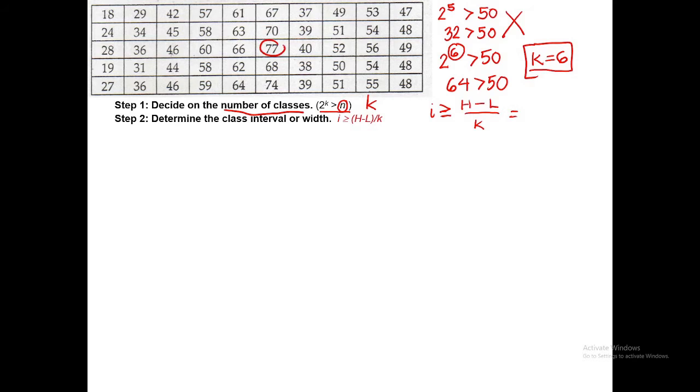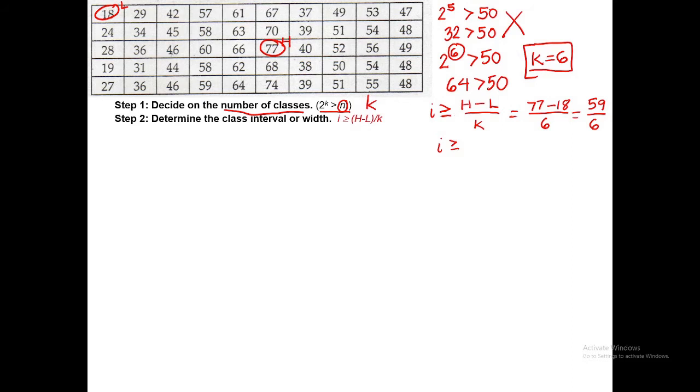77 is the highest value. What about the lowest value? 18. Where is the number 18? It's over here. So this is the lowest value. So I'm going to be subtracting 77 and 18, divided by how much? What is the value of K? 6. So we have 77 minus 18, which is 59. 59 divided by 6 is how much?